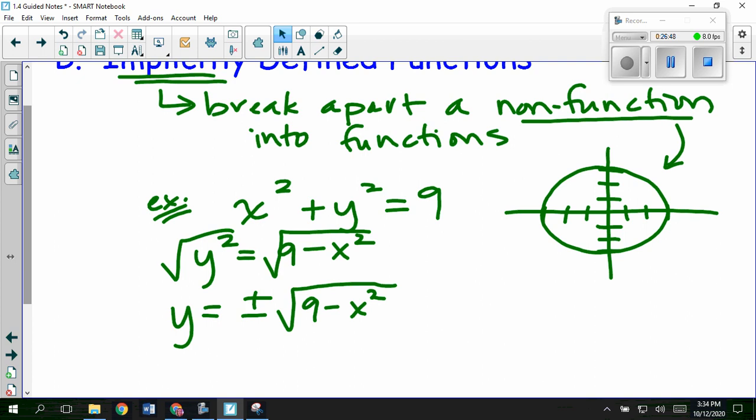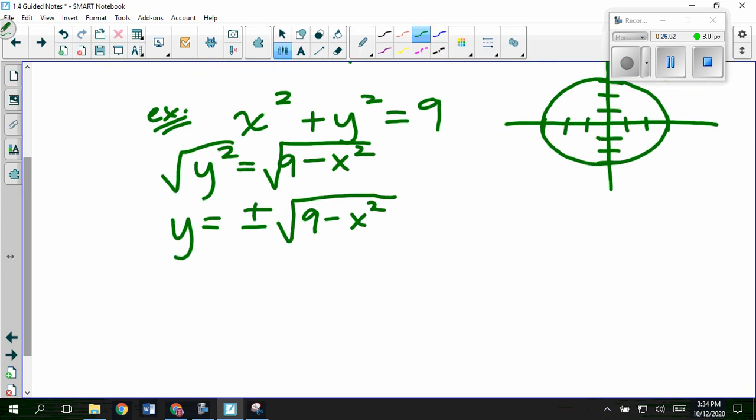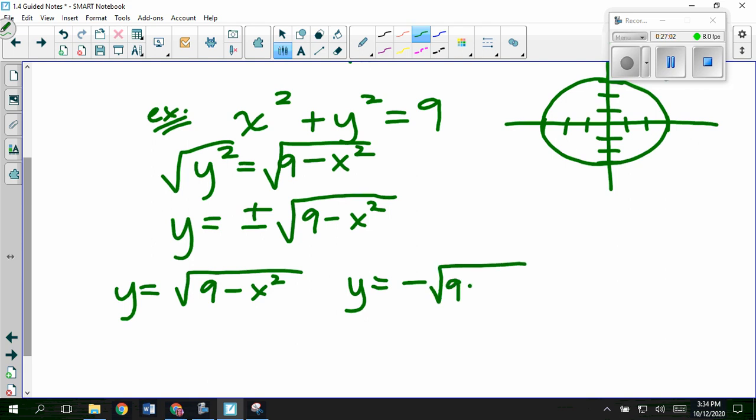I'm going to write those two functions down, starting to scroll a little bit here. I have one function as the positive square root of 9 minus x squared, and the other function as the negative square root of 9 minus x squared. By the way, a quick little note: you may not take the square root of 9 and the square root of x squared and get 3 minus x. That is a no-no. You may not square root parts.